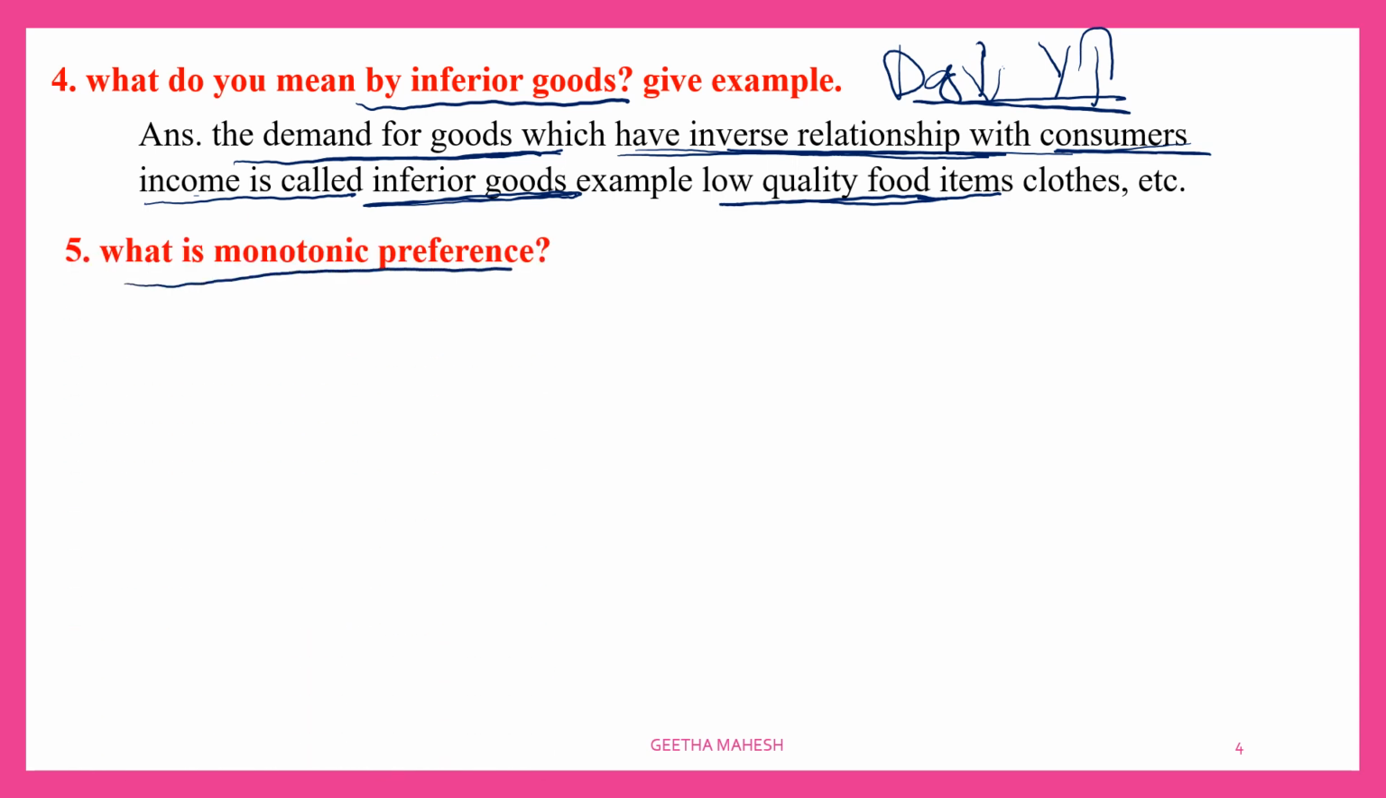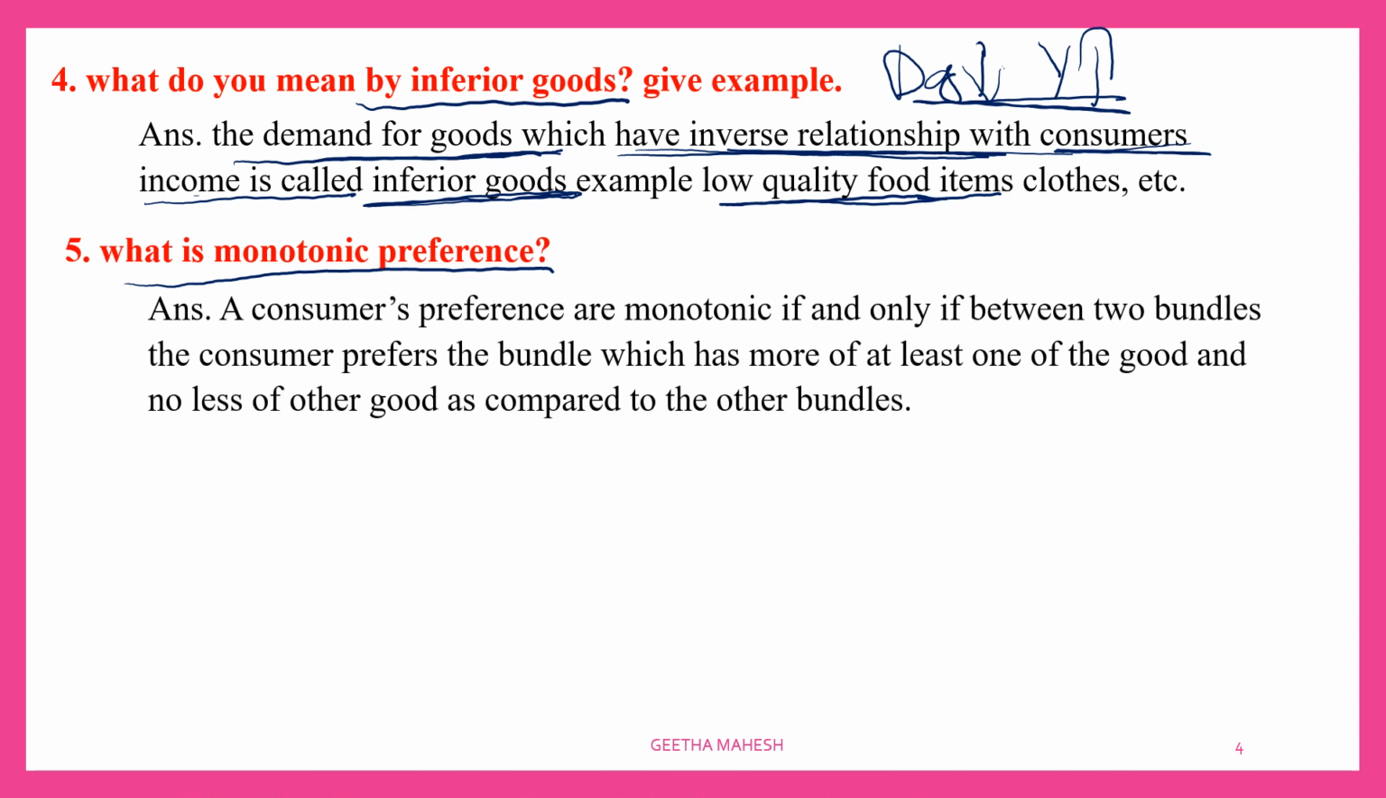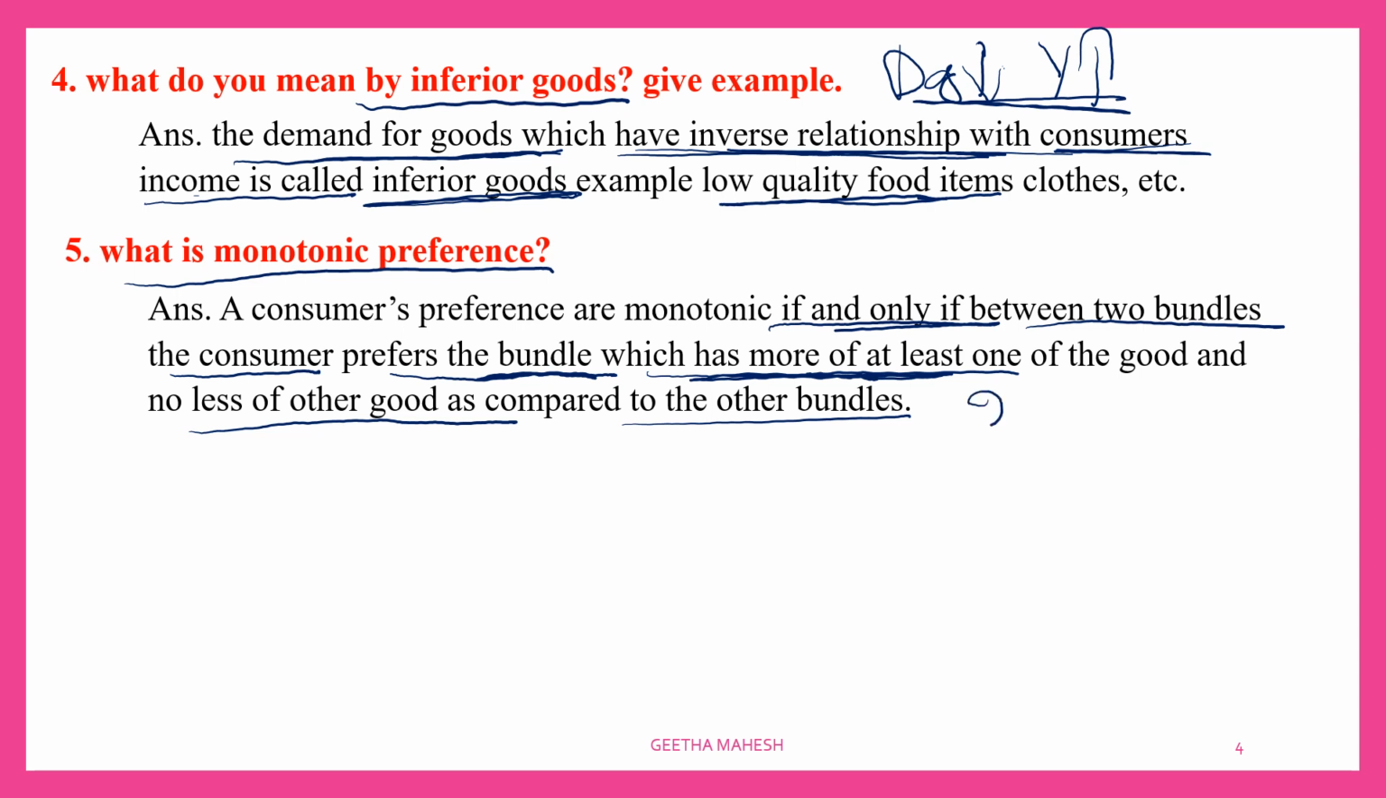What is monotonic preference? Monotonic preference refers to: if and only if between two bundles the consumer prefers the bundle which has more of at least one of the goods and no less of the other good as compared to the other bundles, we call it monotonic preference. Take an example, there are two bundles. In one bundle, 2 bananas and 4 mangoes, and in another bundle you have 2 bananas and 6 mangoes. Which bundle are we going to choose?